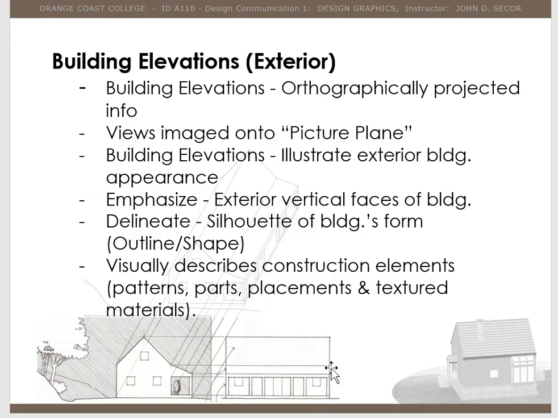But building elevations, they illustrate an exterior building and its appearance. And we really give special detail to the exterior. We emphasize exterior vertical faces of a building, and we delineate the different silhouettes. So we really try to define, that's what that means. We define those silhouettes of the building in the form, basically the shape and the outline. And we do that mainly through line weight. And we visually describe construction elements through using pattern, parts or placements and textures of material.